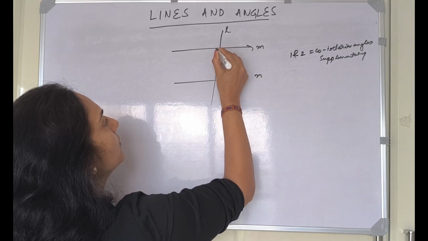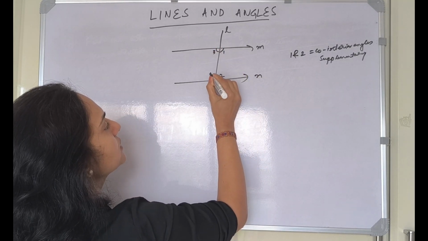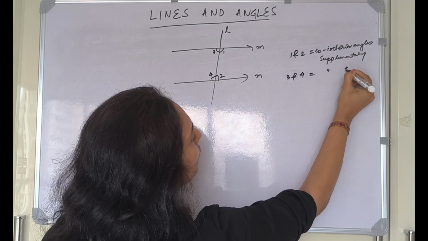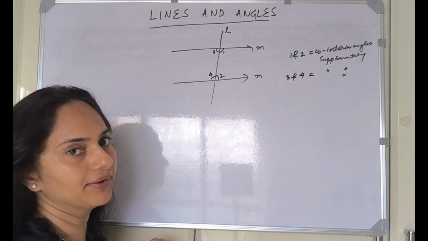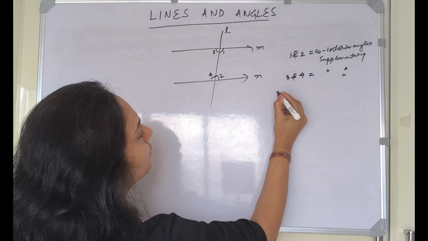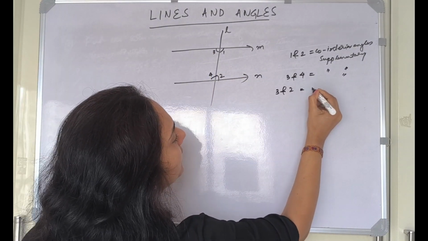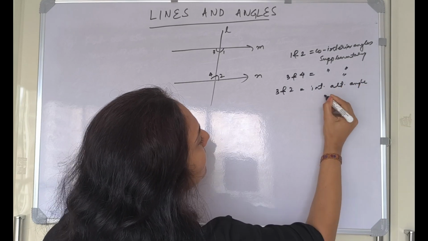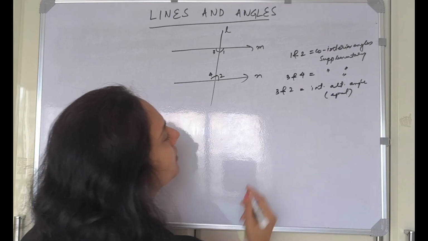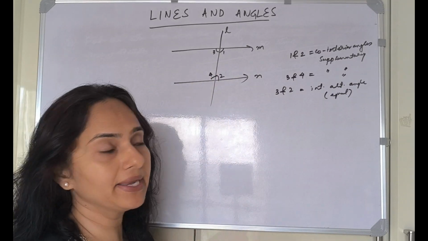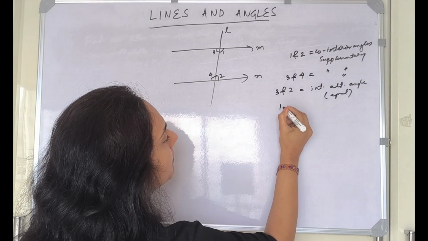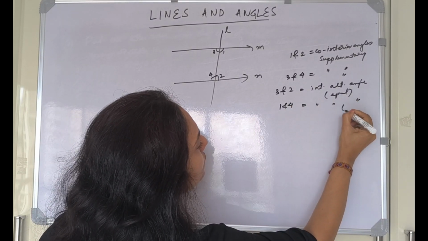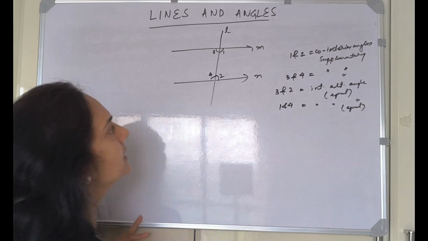Also, let's say this is 3 and this is 4. So 3 and 4 are also co-interior angles and they are also supplementary. Now 3 and 2 are interior alternate angles and they are equal. 1 and 4 are also interior alternate angles and they are also equal, right?